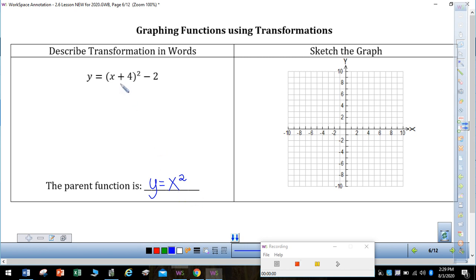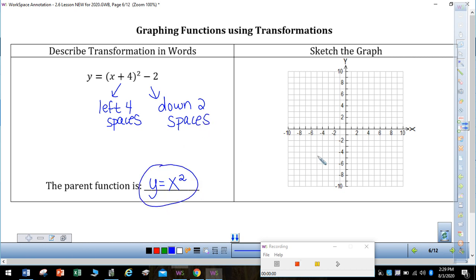And we can see that there's two things happening here. So we're adding 4 inside the function, meaning it's inside the parentheses. And so that's going to cause our parabola to move to the left 4 spaces. And then we're also subtracting 2 on the outside, on the end of it. So that's going to move our parabola down 2 spaces. So the way to make the graph is to actually start by graphing the parent. We're going to graph y equals x squared from the library of functions.